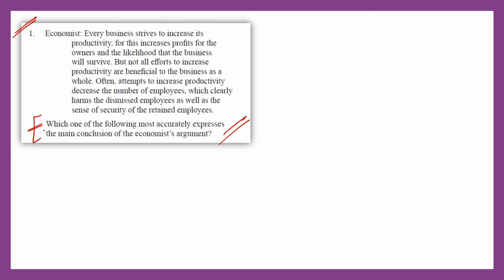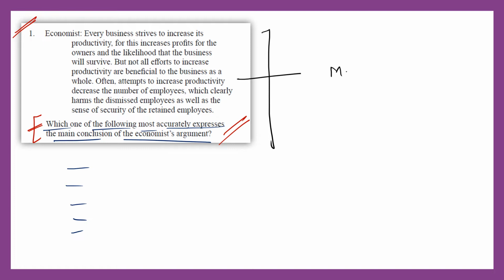It says, which one of the following most accurately expresses the main conclusion of the economist's argument? Okay, so you are required to find the main conclusion in this argument, right? You're looking for the main conclusion in the argument. That means you have to be particularly alert for finding out the main conclusion.